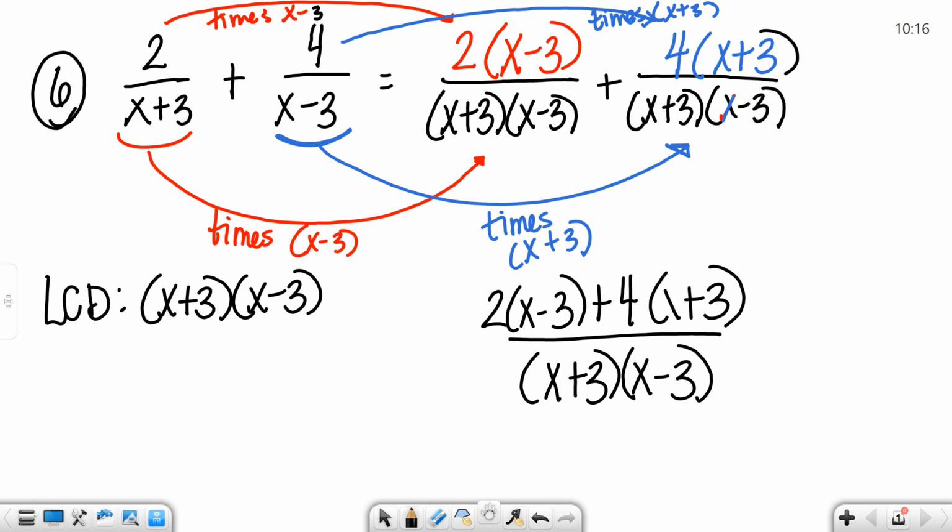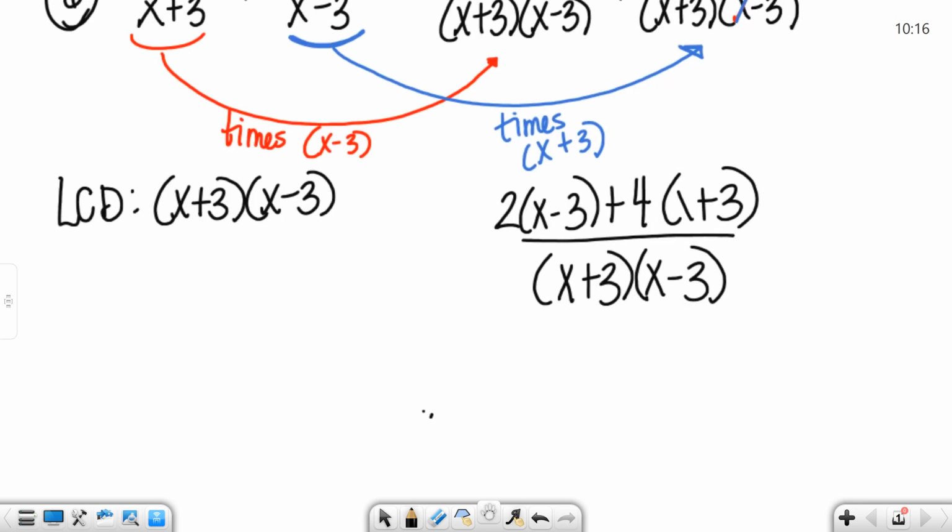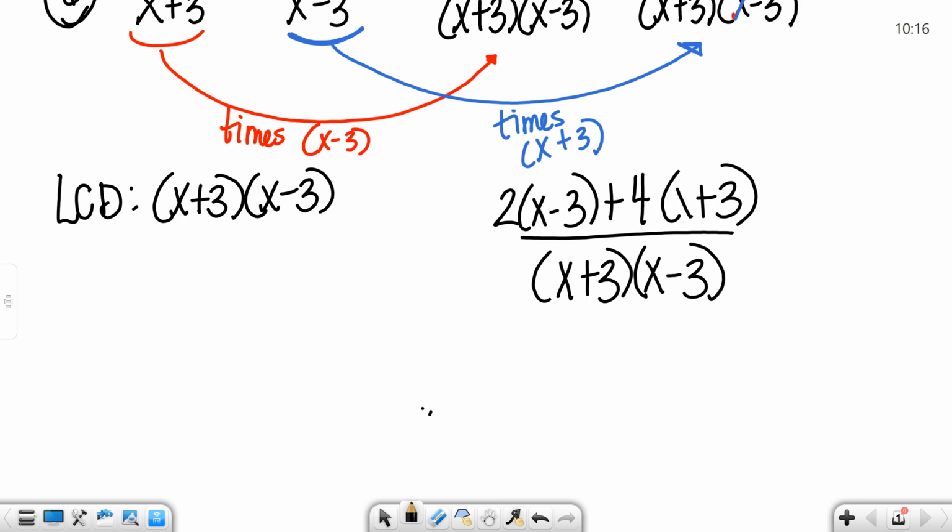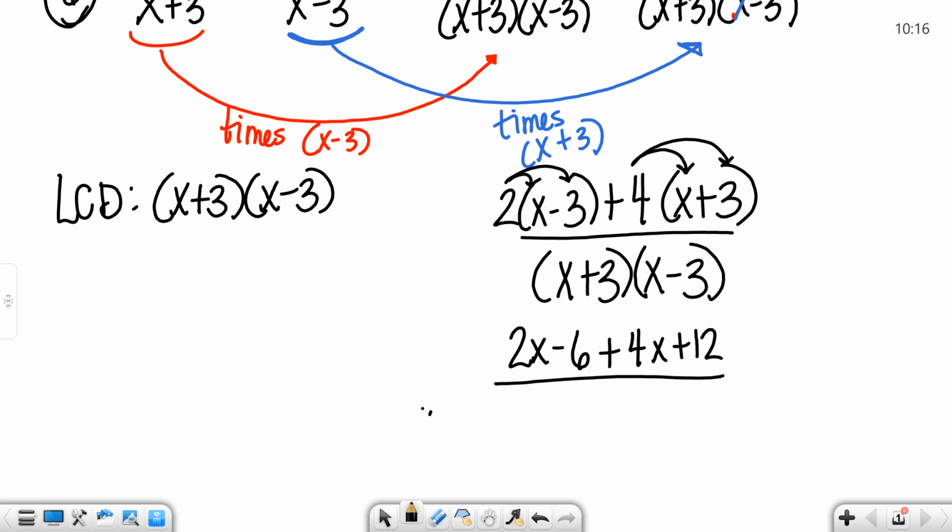So that puts me here. Now we are not finished. I need to distribute the 2. I need to distribute the 4. So that's my next step. So I get 2x minus 6 plus 4x plus 12. My denominator, don't distribute. Let's leave it, x plus 3 times x minus 3.